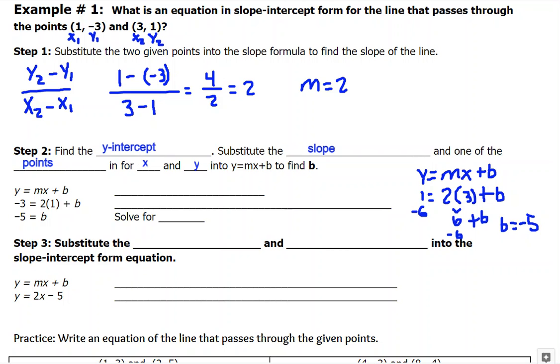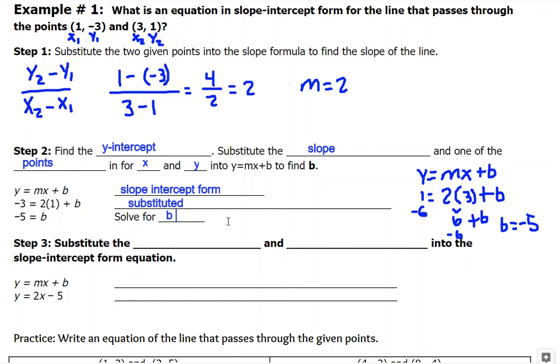So what we did here is we started with slope-intercept form. Then we substituted, and then we solved for b. We solved for our y-intercept. That's what we just did there, right?